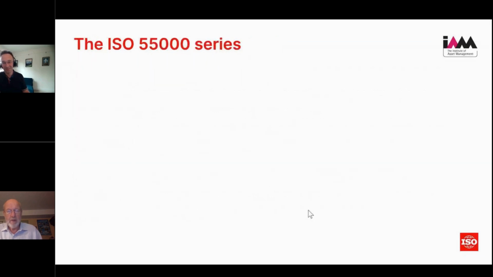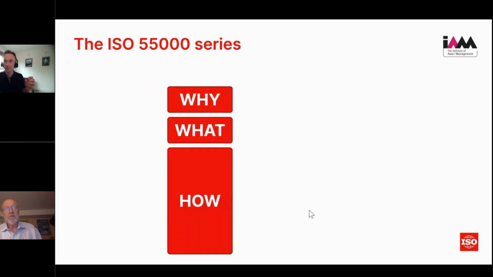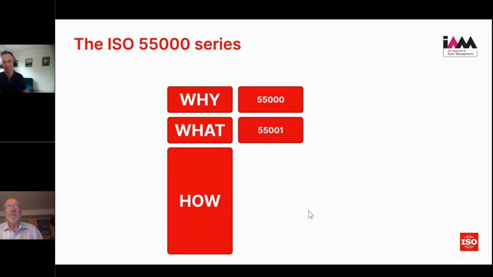So as a quick little recap, what you're really seeing is that, as from day one, there's three different components that we're trying to build in the 55,000 series, right? There is the why you would do asset management and why you would adopt a management system. There is what you need to do, which is 5501, of course, and then there is the how. And as you could expect, 55,000 is the why, a relatively simple document. 5501, which we all love and read every morning, is of course the what, because that's the requirements.